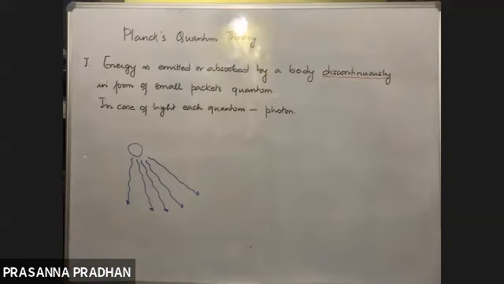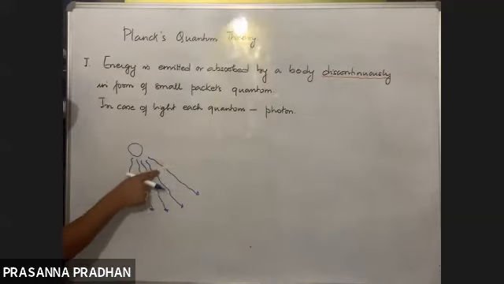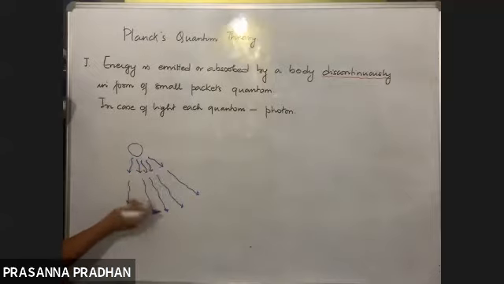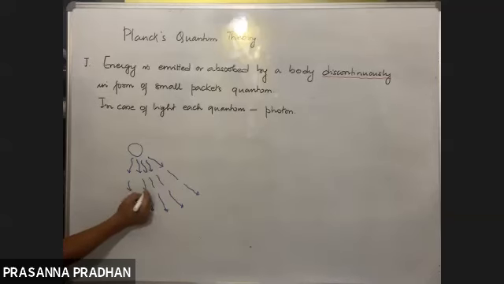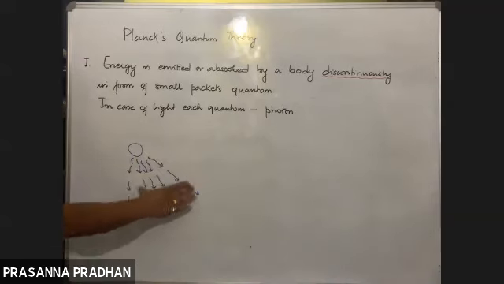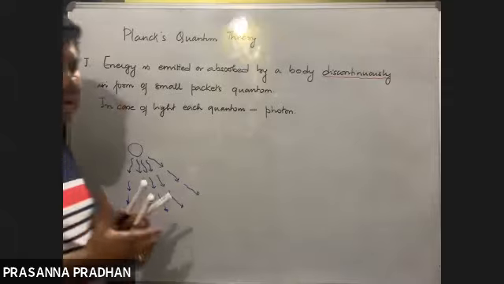That means, according to Planck, the light coming from a bulb reaches our eye discontinuously, like this. There will be a gap like this, a gap like this, and a gap like this. Each bundle of energy is known as a quantum. And in the case of light, this bundle of energy is known as a photon.